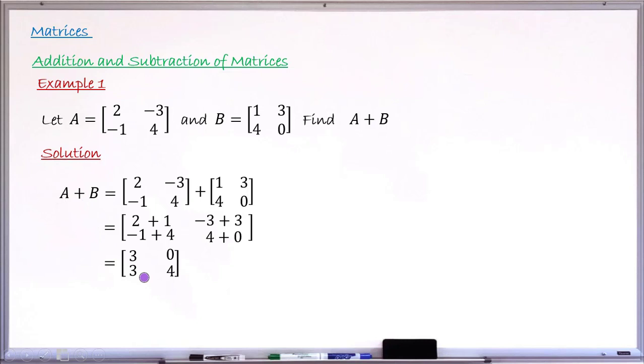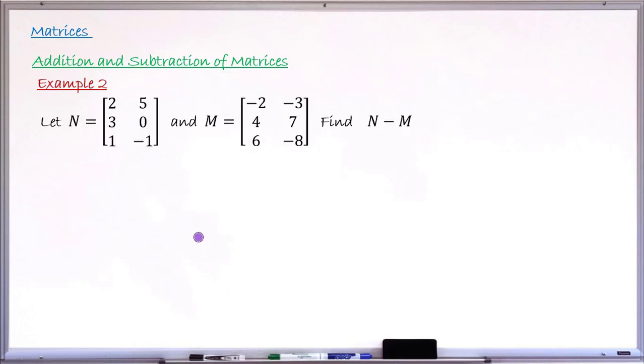Let me move and take another example. Example number 2: let N be a matrix with 2, 5 in the first row, 3, 0 in the second row, 1 and minus 1 in the third row, and another matrix M having minus 2 and minus 3 in the first row, 4, 7 in the second, 6, minus 8 in the third row.